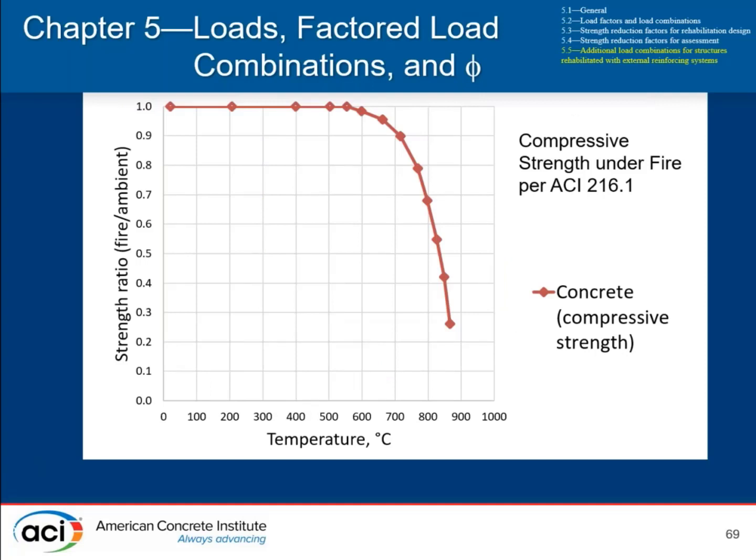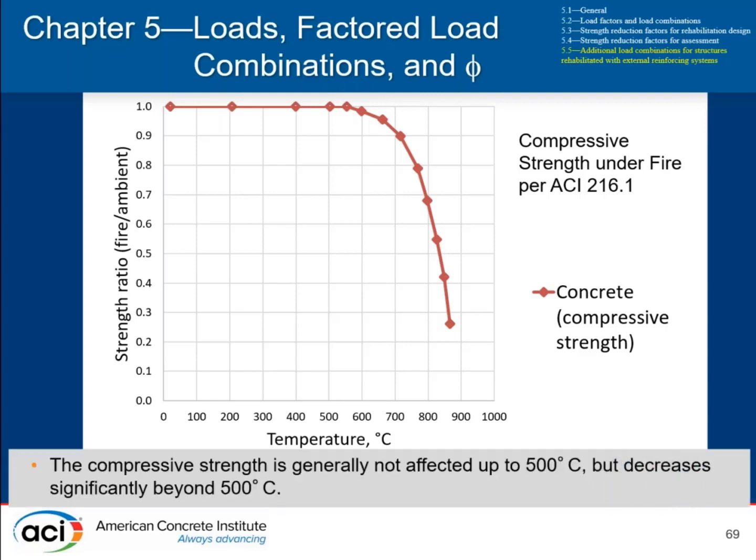Concrete is slightly different. Again, we've got a strength ratio, the compressive strength of concrete under fire conditions compared to the strength of that same concrete under ambient conditions. And there's very little impact until the temperature of the fire or the temperature of the concrete exceeds about 500 degrees Celsius, and then the concrete compressive strength deteriorates fairly significantly at higher temperatures.